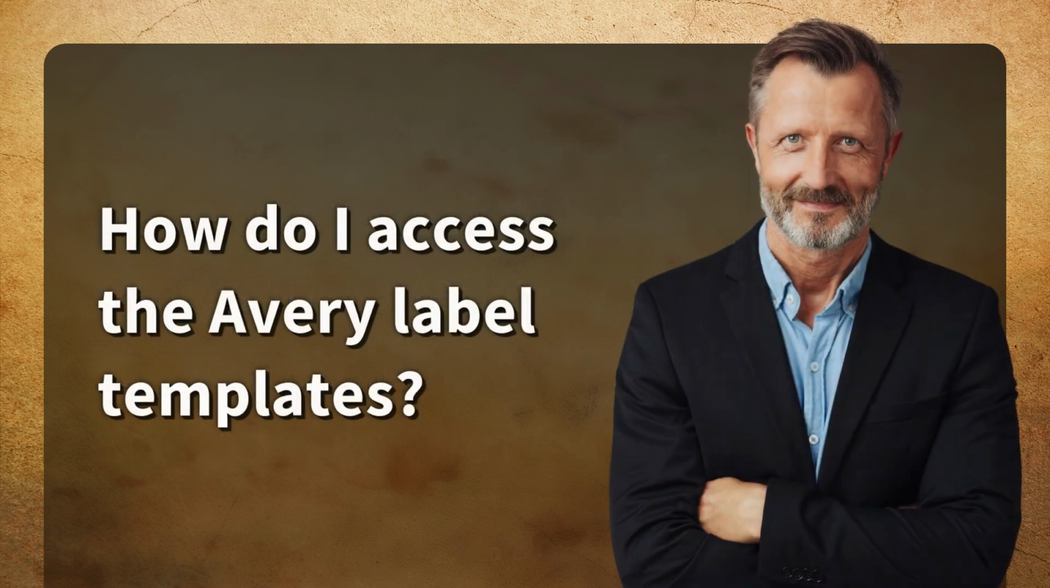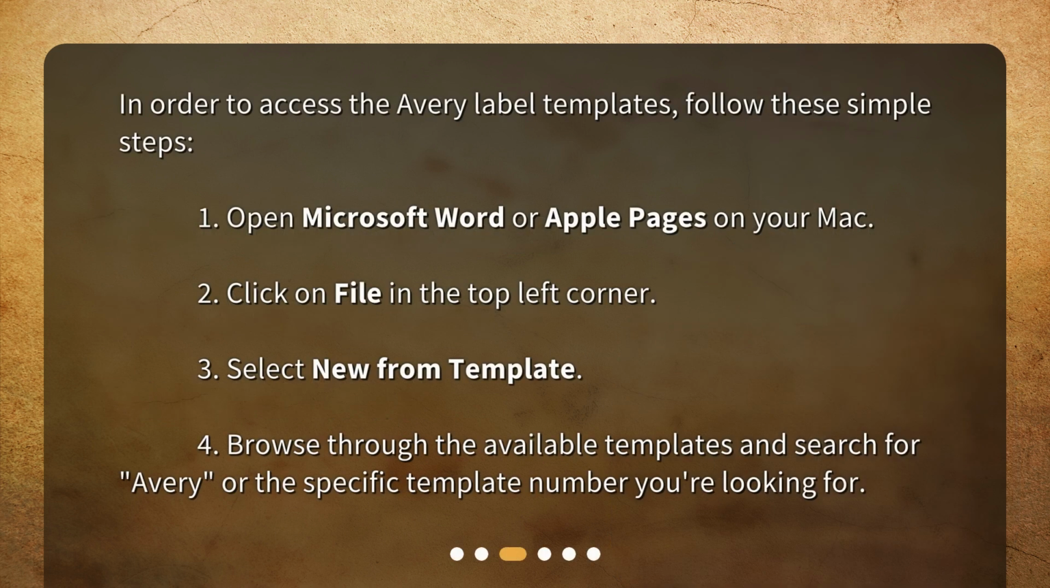How do I access the Avery Label Templates? In order to access the Avery Label Templates, follow these simple steps. 1. Open Microsoft Word or Apple Pages on your Mac. 2. Click on File in the top left corner. 3. Select New from Template. 4. Browse through the available templates and search for Avery or the specific template number you're looking for.